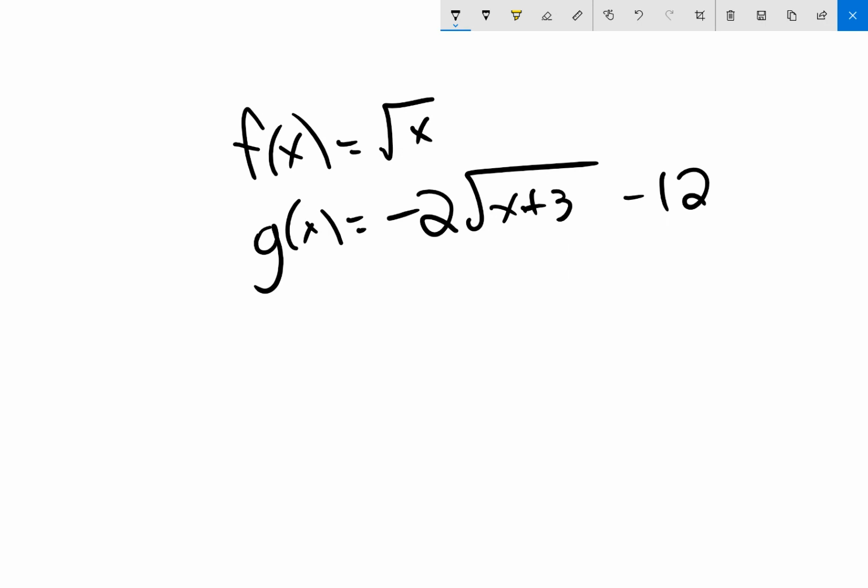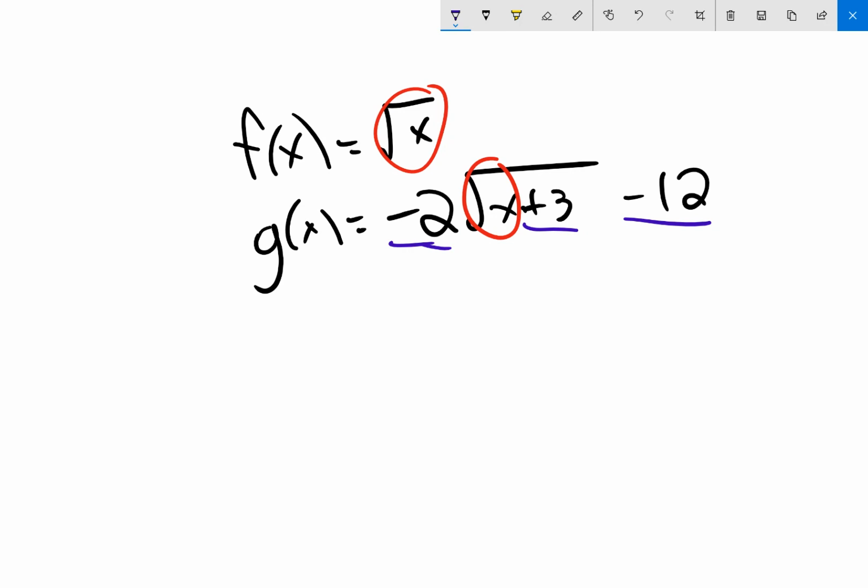So my original function was just the square root of x, right? And I still have my square root of x, but I've added a bunch of new pieces. I've added not only a 2, but a negative 2. I've also added this plus 3, and I've also added this minus 12. All of these things that I've thrown in with my square root of x have transformed this function. They've moved it vertically, horizontally, they stretched it, they flipped it, they did it all.